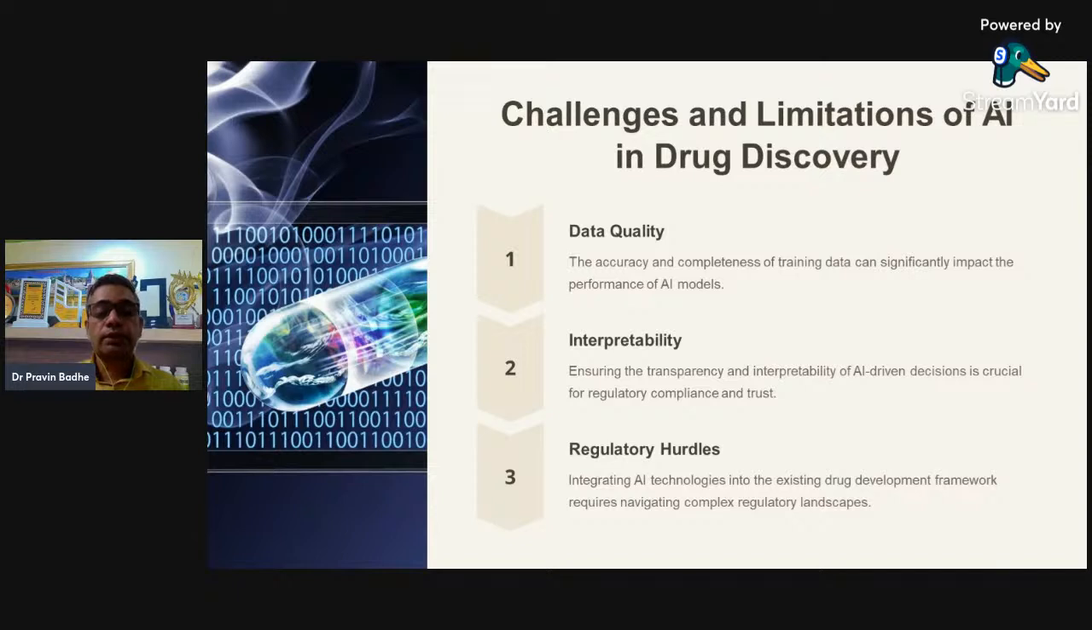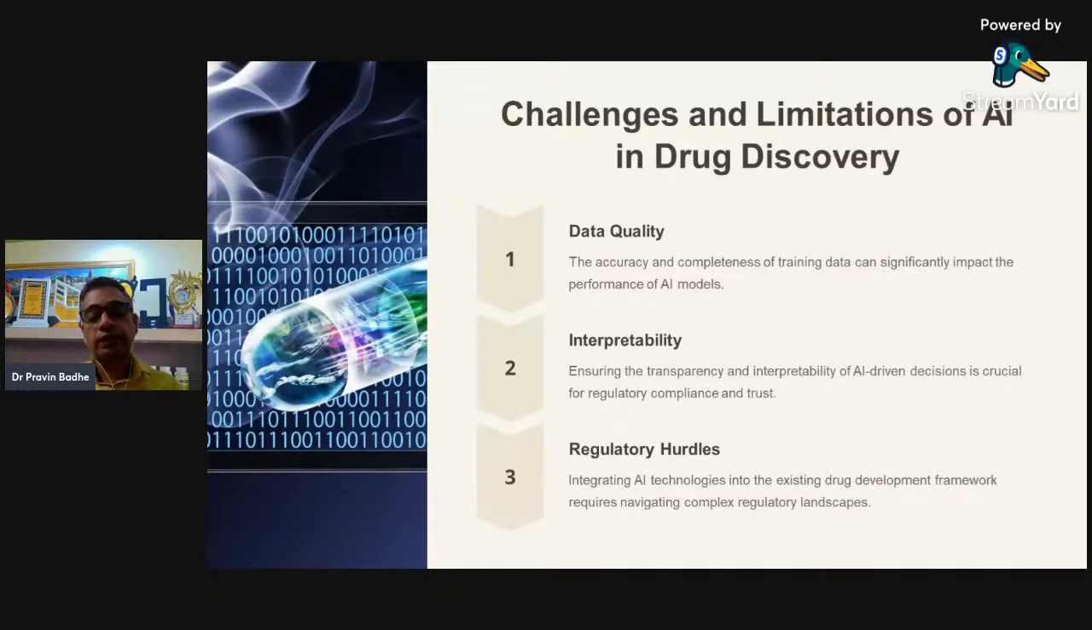Then the second challenge is interpretability, where transparency and interpretability of AI driven decisions is crucial when we look at the regulatory point of view, because regulatory compliance and trust is important. So that is the second challenge. And the third is also faced at the moment, but again a lot of regulators are now working on that, and they have got their own guidelines out.